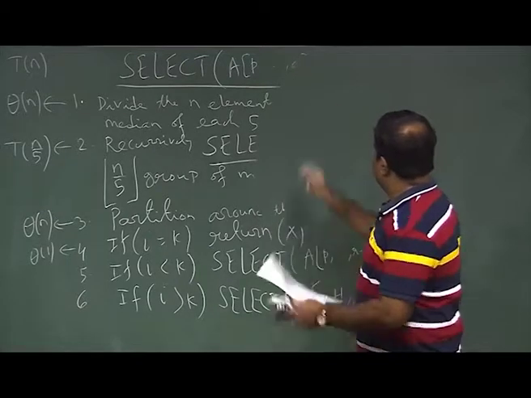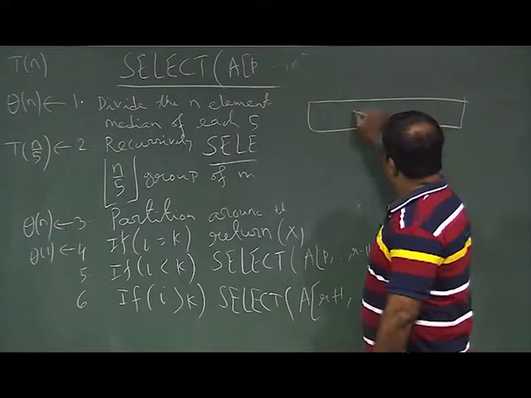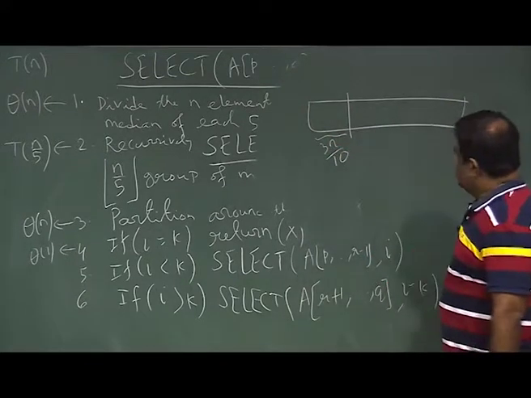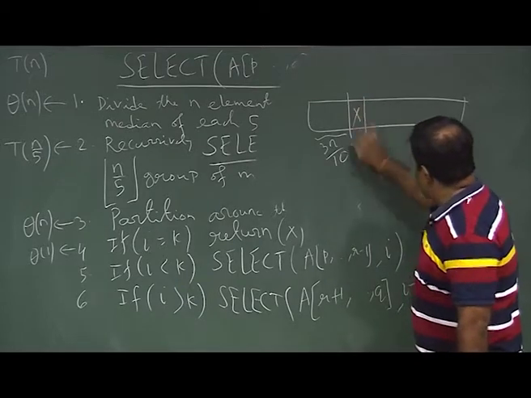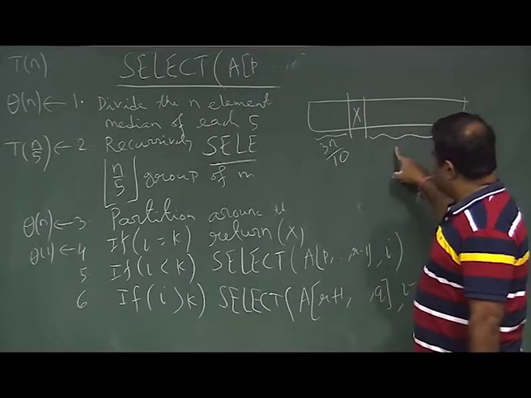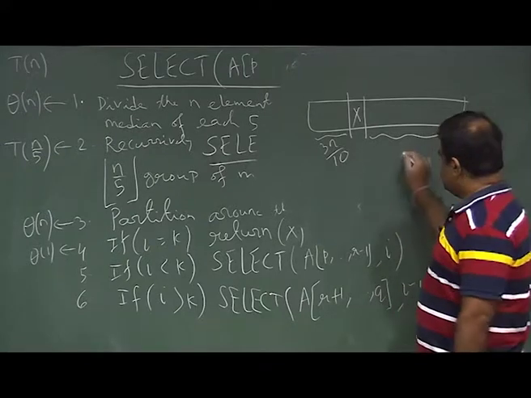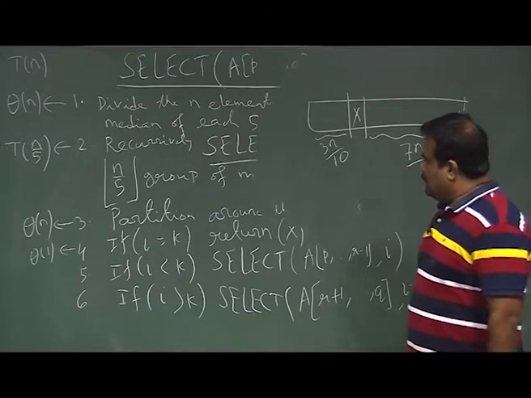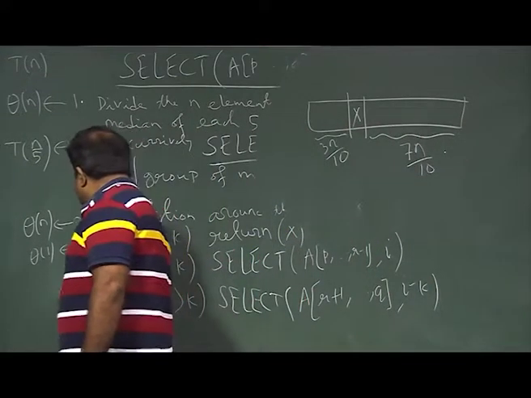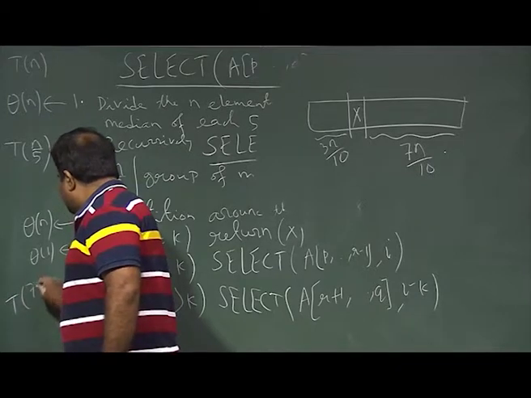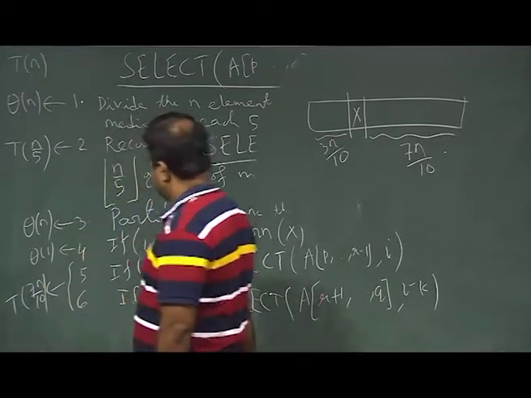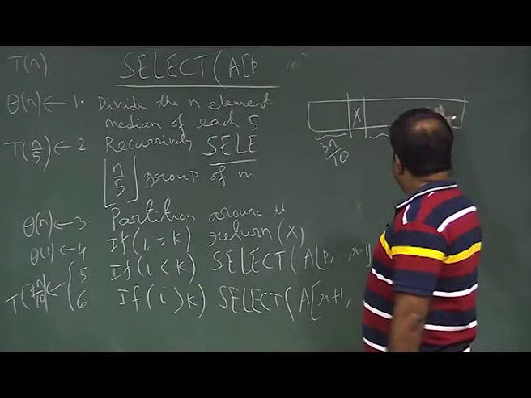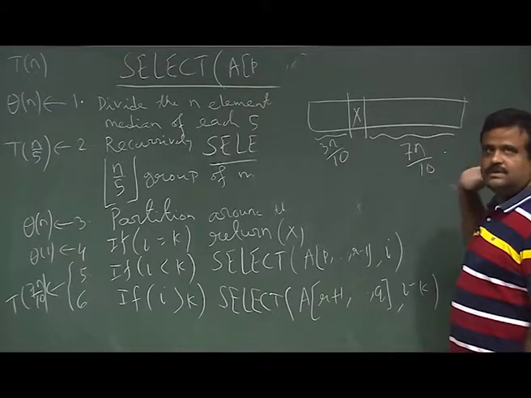It is basically dividing the array into 2 parts. We know that this part is 3n by 10, and in the worst case, suppose x is sitting here and we are going to call the right part of the array. So, this is roughly 7n by 10. So in the worst case, this is T of 7n by 10, because in the worst case we have to go to the right part, which is the biggest one. This is the worst case analysis.